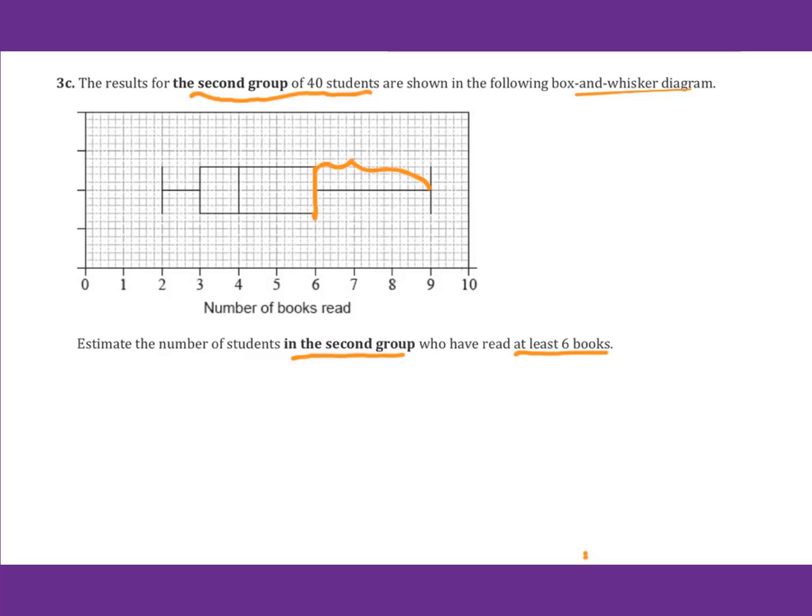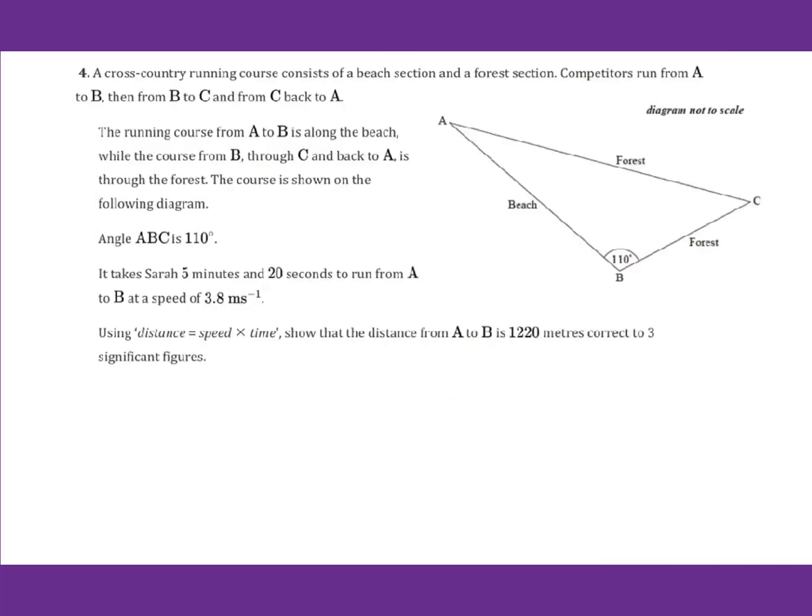As we know, for each interval, that's 25%. This is 25%. Therefore, for 25%, you multiply by 40. You will get 10 students. Let's go to number 4.